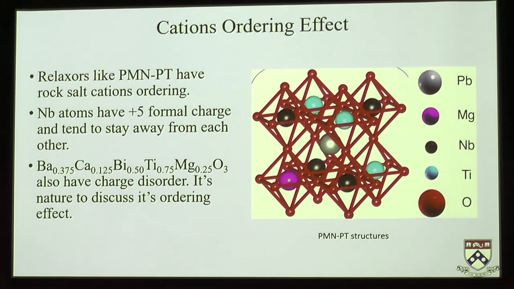In relaxor materials like PMN-PT, there is a cation ordering effect. The reason for this is niobium has a plus 5 charge, and the ions tend to stay away from each other to lower their configuration energy. So it's natural, because our A site has bismuth with a plus 3 charge, to think whether they also have such a cation ordering effect.